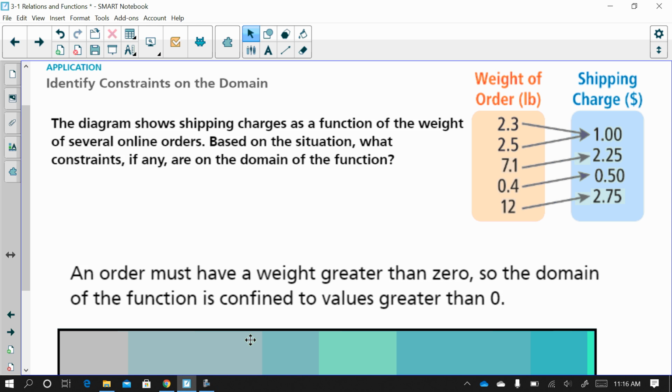Okay, does it make sense to ship a package that's -2 pounds? No. Okay, so most of the time in the real world, we constrain ourselves to 0 and greater. Okay, and most of the time negatives don't apply for a lot of things. Okay, so that's kind of something you might see a lot. We are going to constrain ourselves to values greater than 0 because negatives will not.